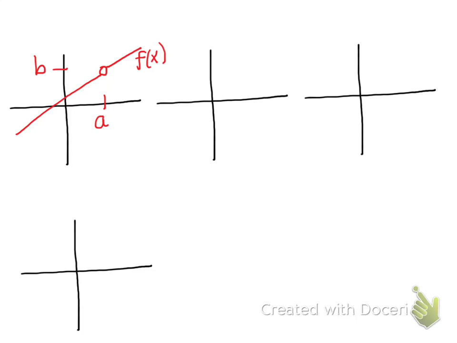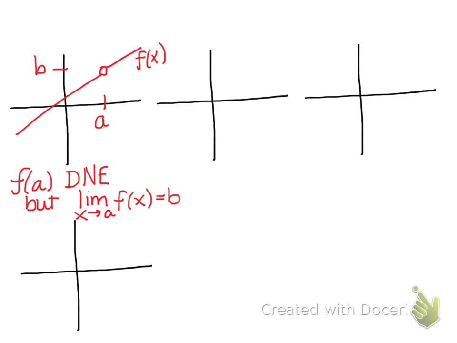The first graph, f of x, has a hole at a comma b, and you'll probably recognize that this function is not continuous at x equals a. Notice that f of a does not exist, and the limit as x goes to a of f of x equals b. We'll talk about why that is important in a minute.